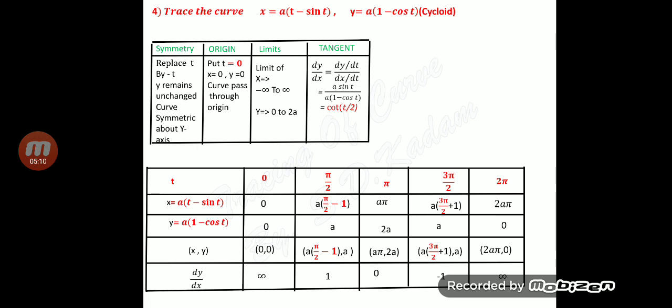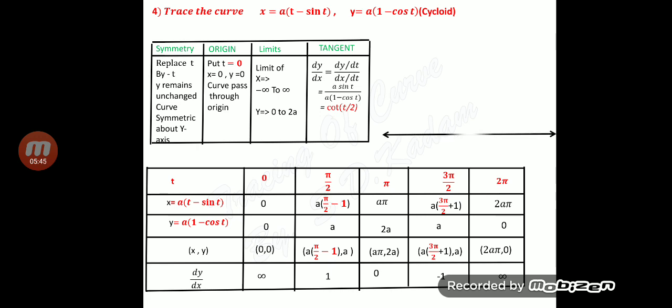Okay, and we have got three tangents from the point (0, 0), (a pi, 2a) and (2a pi, 0). From (0, 0) and (2a pi, 0), the tangent is parallel to the y-axis, and from the middle one, the third point, the tangent is parallel to the x-axis because dy by dx is equal to 0. Okay, now let's try to trace or draw the curve.